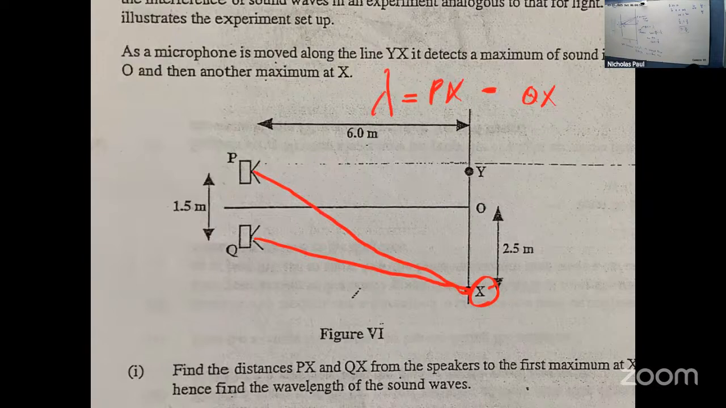Find PX, find QX, and minus them. Actually, this is the first maximum. This is the third maximum. They use sound in this example, we use light in our example.